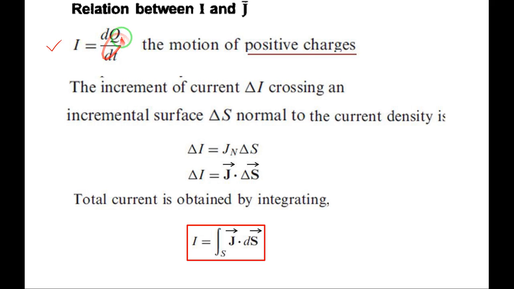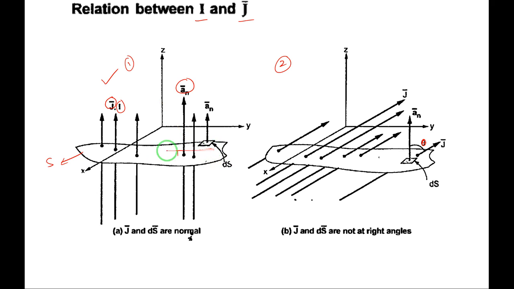The rate of flow of positive charges constitutes the electric current I, right? So we express it as dq by dt. Then in field theory, we will not consider this entire surface. First we will take a smaller surface, which we call dS. The unit normal vector is an, which is normal to the given surface. I hope you understood the scenario.